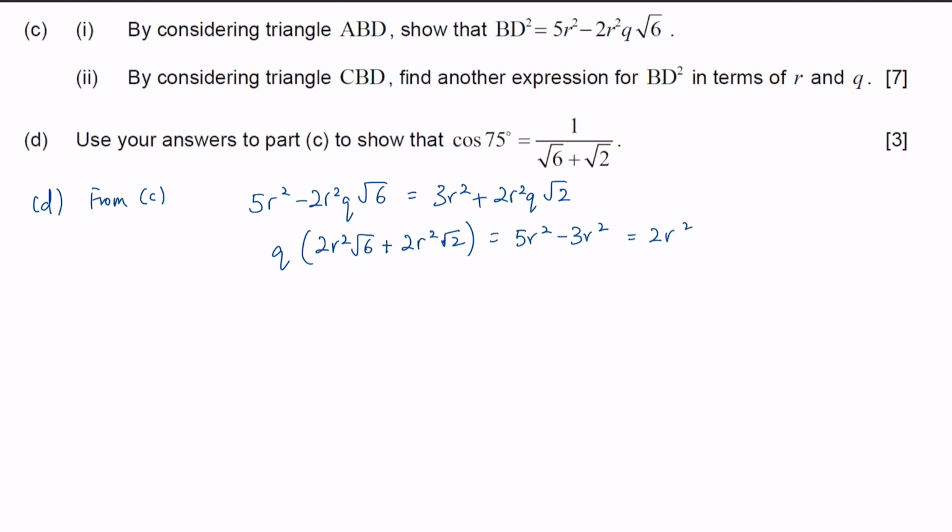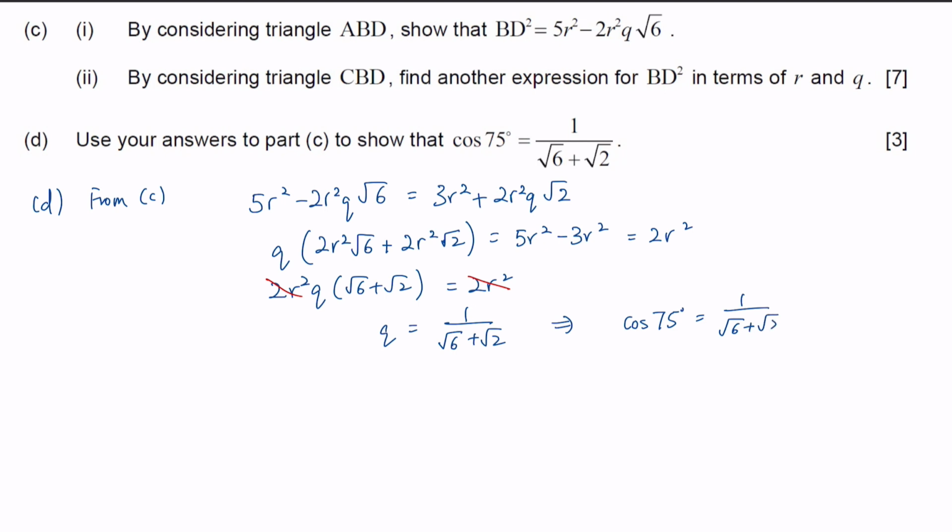So on the left hand side, this is q times another 2r squared, then root 6 plus root 2, equals 2r squared. I can cancel the 2r squared, and I can factorize q out. So q is 1 over root 6 plus root 2, and therefore cosine 75 degrees is actually 1 over root 6 plus root 2. Okay, that's proven.